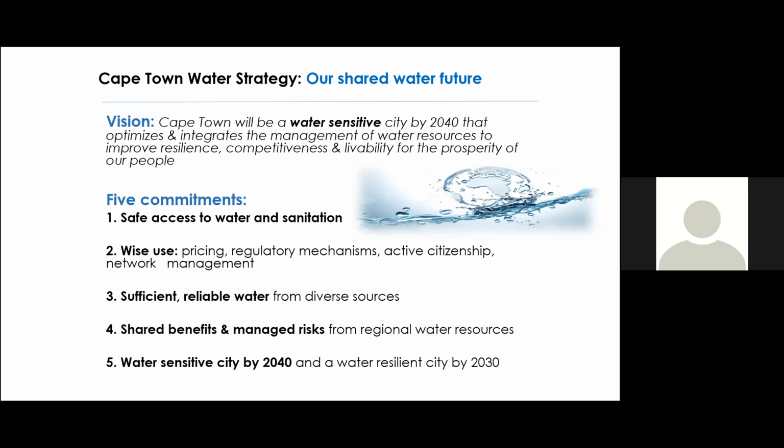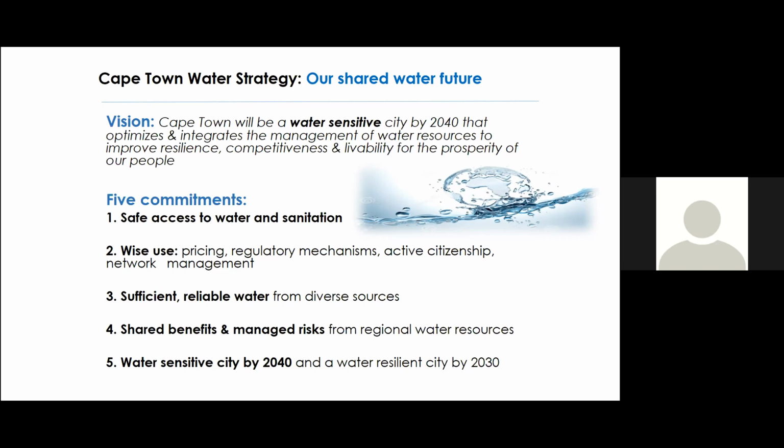One, we are committing safe access to water and sanitation, and this speaks directly to ensuring we improved the daily experience of the most vulnerable residents, particularly those within our informal settlement areas that depend on water and sanitation through communal infrastructure. Secondly, we want to strike a fair and good balance between pricing and regulatory mechanisms through active citizenship to better manage our network.